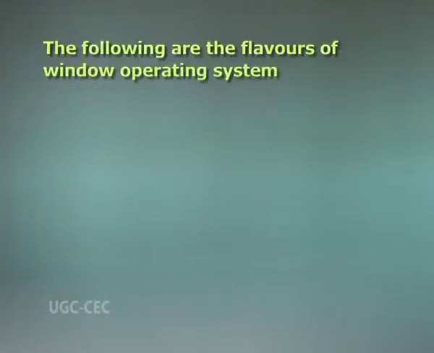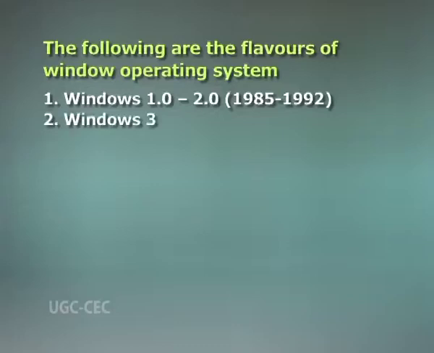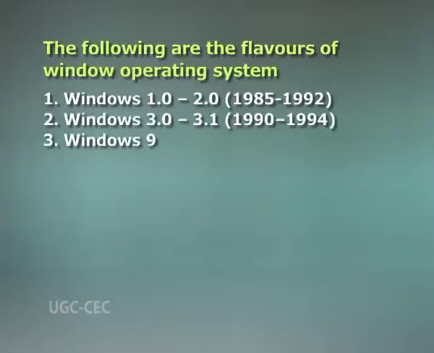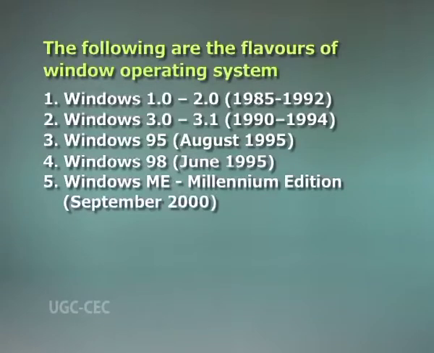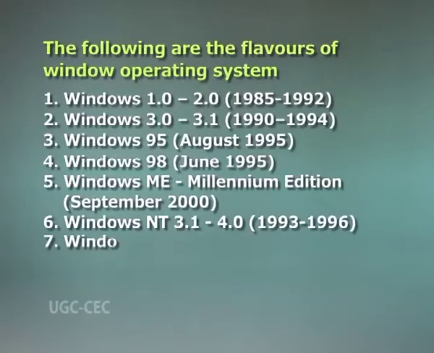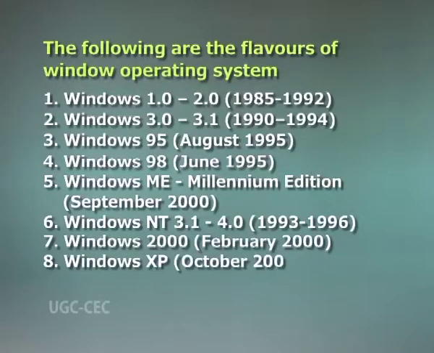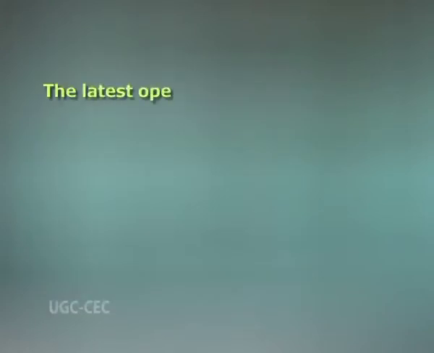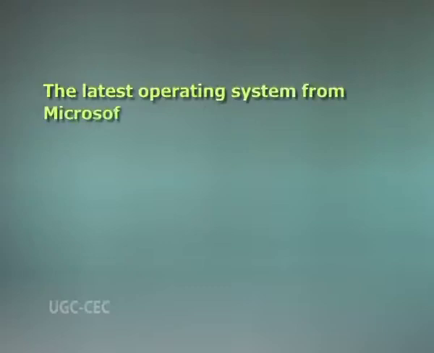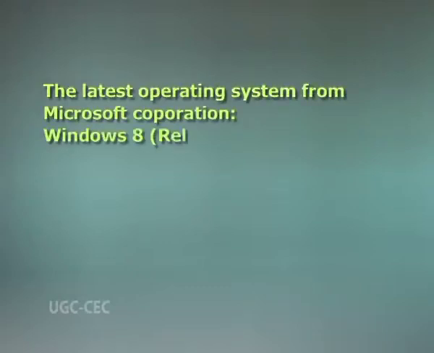The following are the flavors of the Windows operating system: Windows 1.0 to 2.0, Windows 3.0 to 3.1, Windows 95, Windows 98, Windows ME, that is Millennium Edition, Windows NT 3.1 to 4.0, Windows 2000, Windows XP, Windows Vista, Windows 7. The latest operating system from Microsoft Corporation is Windows 8, released in 2012.